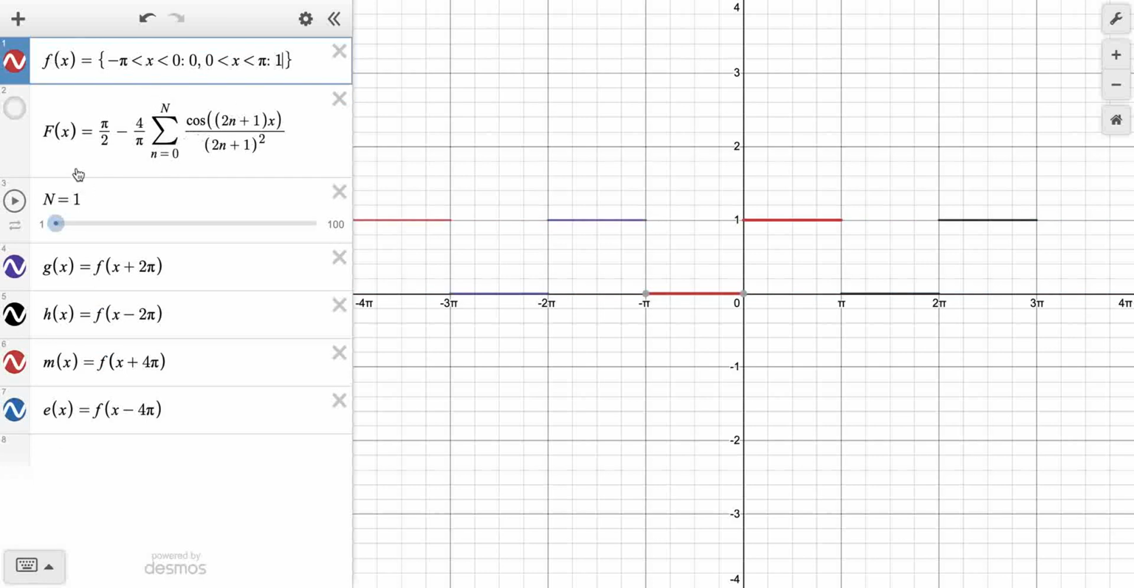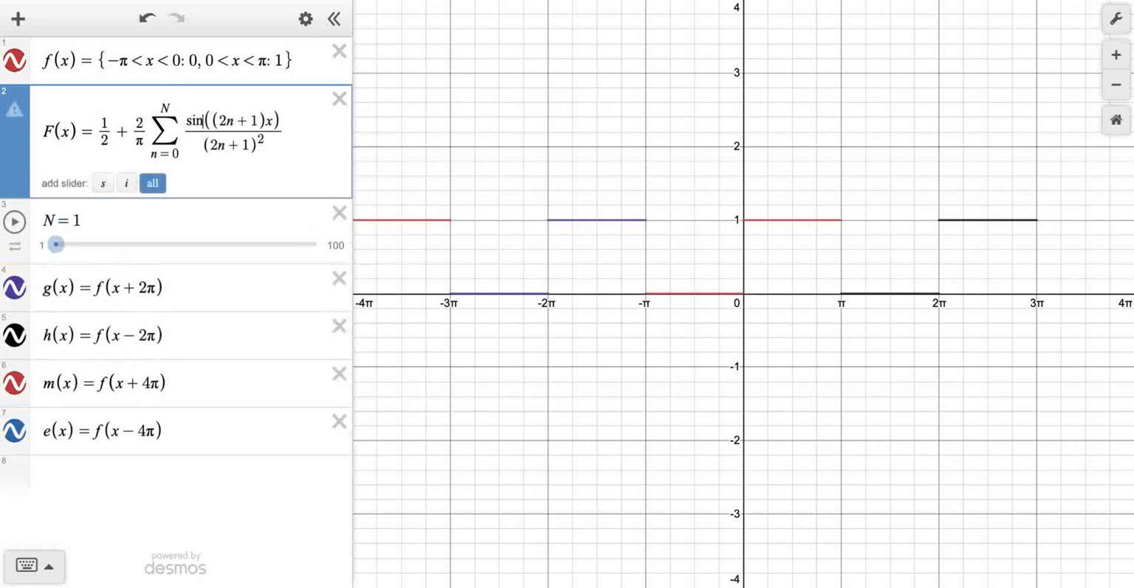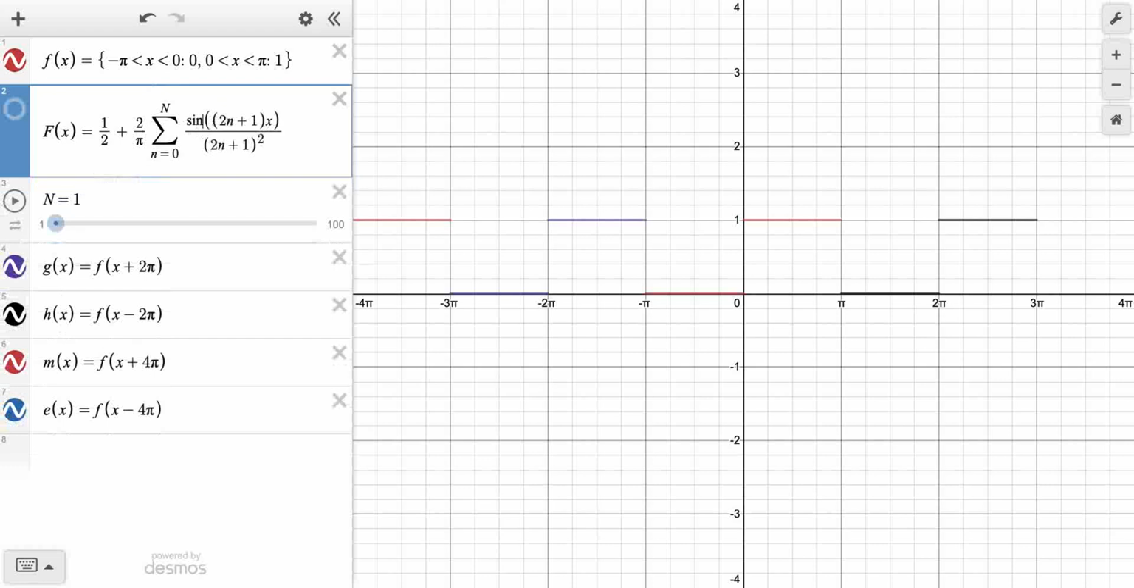And now my Fourier series in this case, if you go back to your example, is equal to 1/2 plus 2 over pi times the sum of sine((2n+1)x) over (2n plus 1), with n from 0 to infinity.